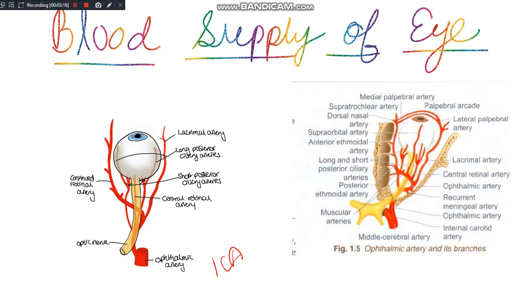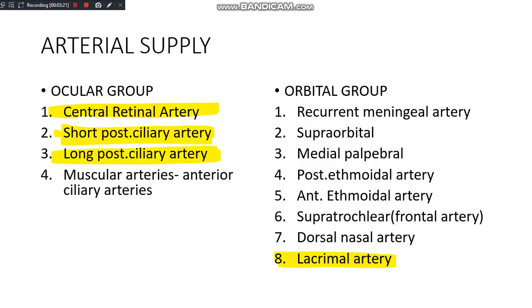Now coming to the rest of the arteries. Before that, let us quickly recall what we learned. We learned about the central retinal artery, the short and long posterior ciliary arteries, and the anterior ciliary arteries or the muscular arteries. These were the ocular group of arteries. Ocular group means simply supplying the eyeball. Then we learnt some from the orbital group. Orbital group means it is supplying structures located in the orbit but excluding the eyeball. So we learnt about the lacrimal artery and the medial palpebral artery as well.